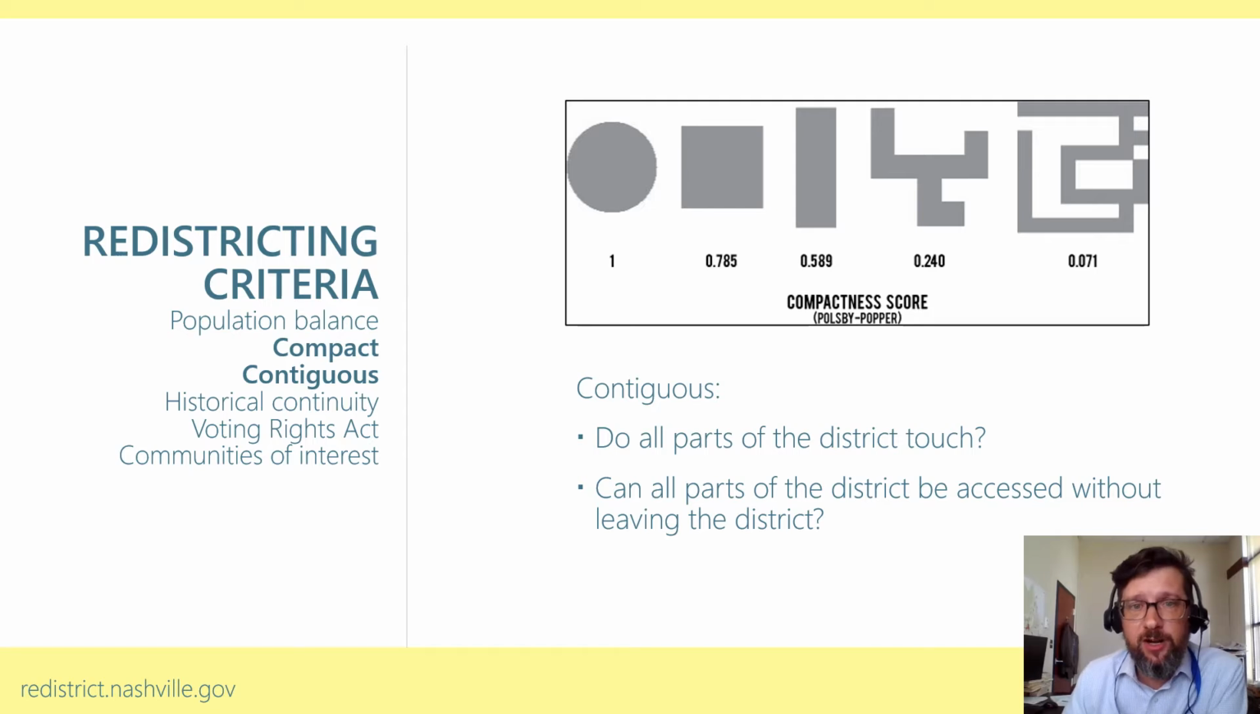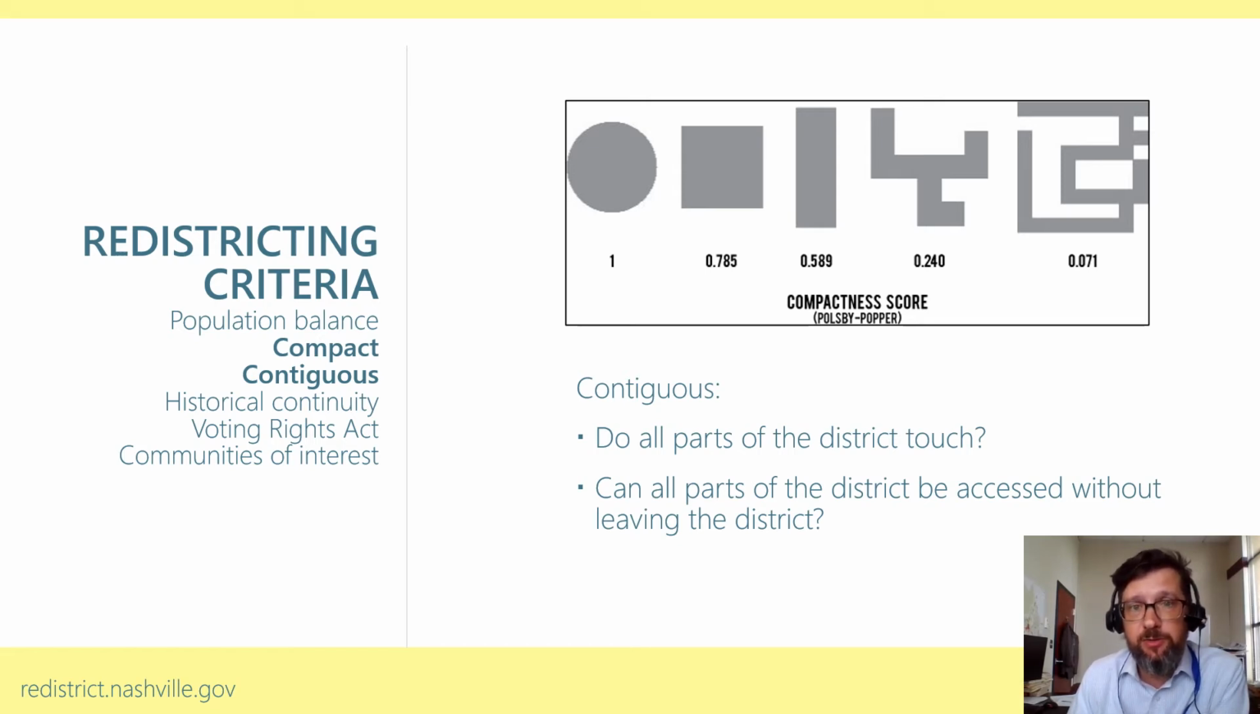Two factors that often go together are compactness and contiguity. Compactness refers to how even the shape of the district is. On the top part of the screen, you can see how different shapes score on one measure of compactness, called Polsby-Popper. On the left side, a circle gets the highest score of 1. As you move to the right, the shapes get more and more irregular, and the compactness score gets close to 0.